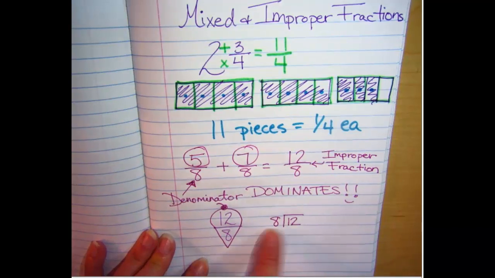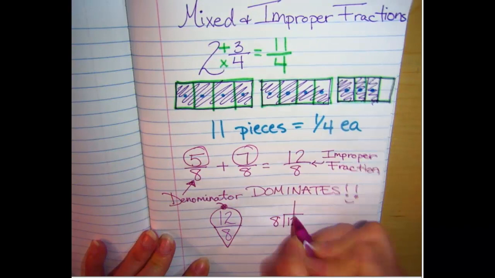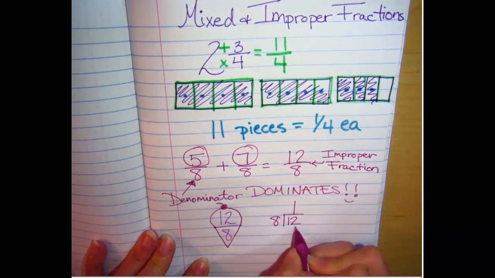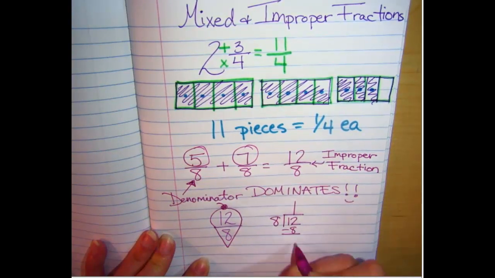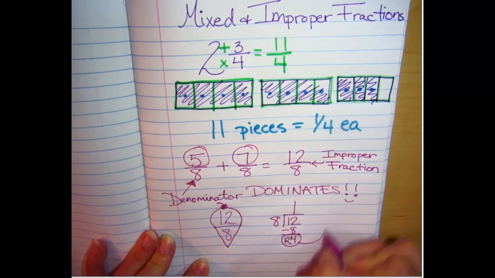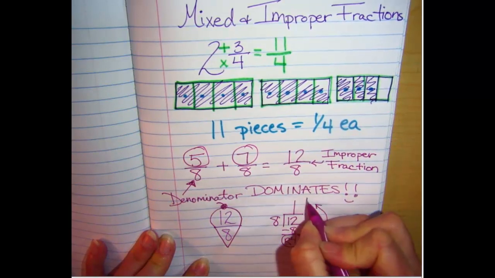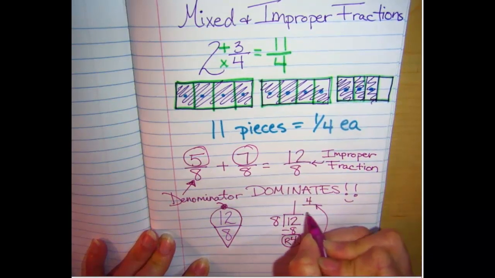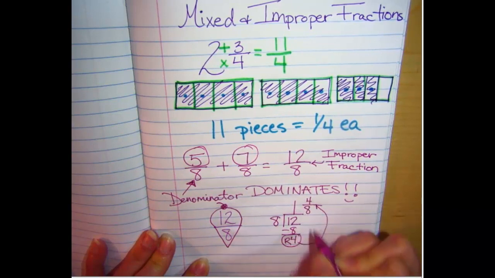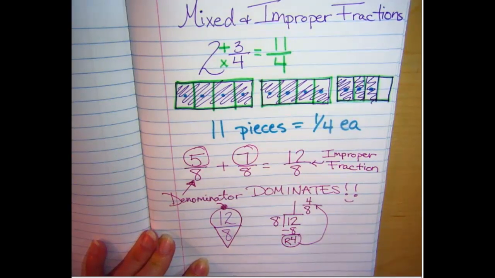So we need to see how many times 8 can go into 12. That's easy. Once. We're going to divide like we normally do. 12 minus 8 is 4. Your remainder becomes your numerator and your denominator dominates. He always stays the same. Your remainder is what becomes your numerator in your new mixed fraction.